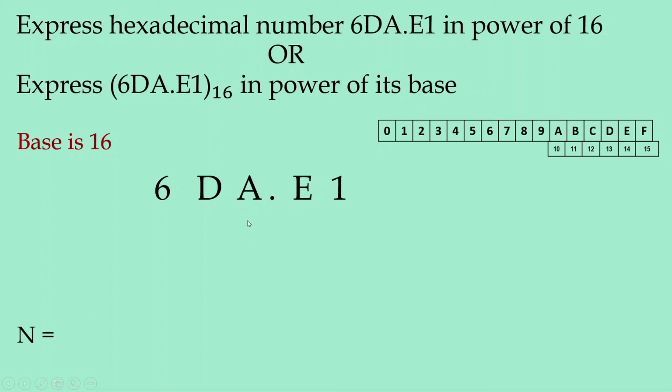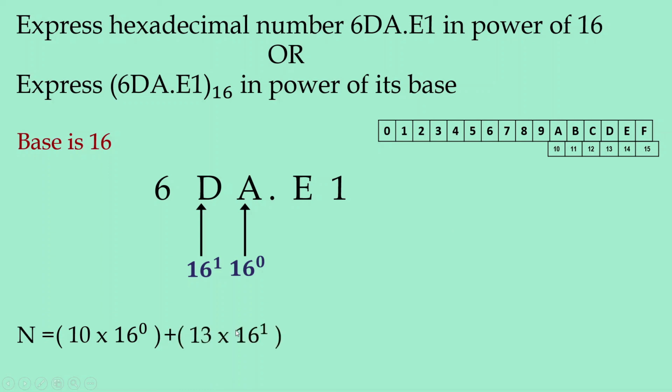Now A will have the weight as 16 raised to 0. Now we can't write here A. While expressing, we will write A as 10, as A is nothing but 10, so it will be 10 into 16 raised to 0. Then weight of D will be 16 raised to 1. D is nothing but 13. So instead of D, we will write plus 13 into 16 raised to 1. Then weight of 6 is 16 square. So we will add it with the previous one. So we will get plus 6 into 16 square.